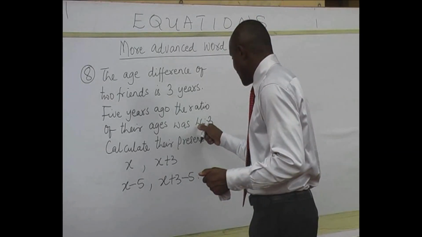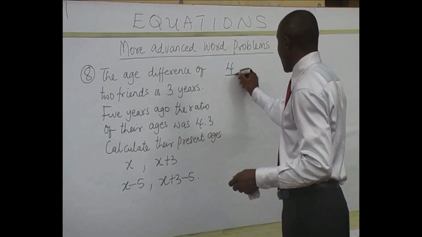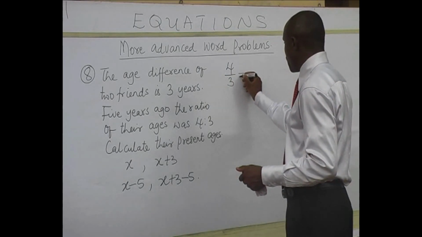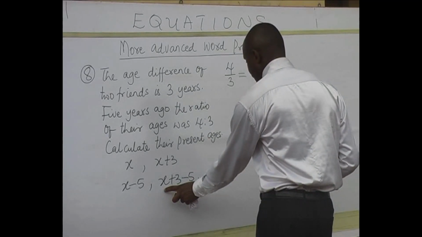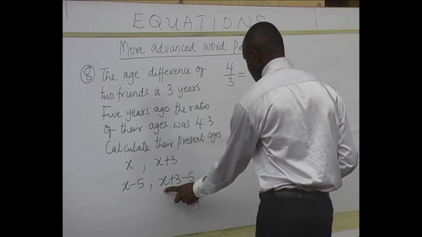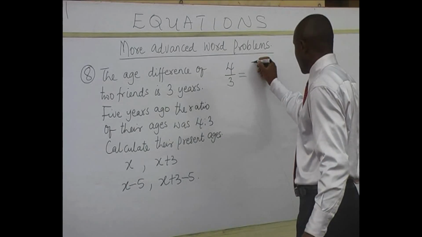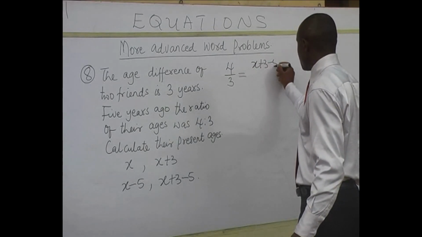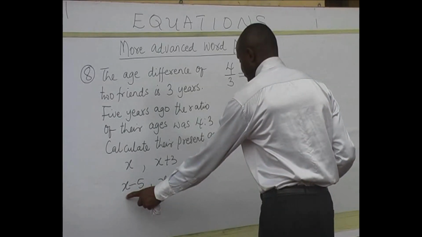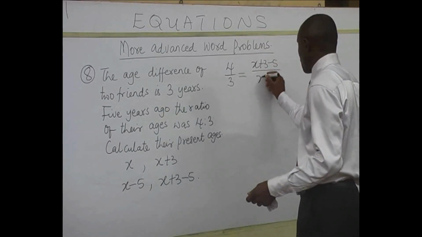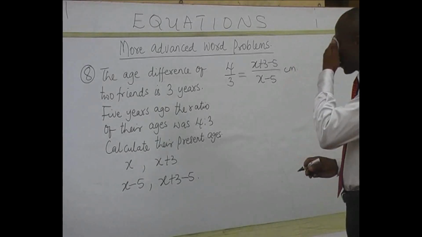Remember what I told you. If you divide this ratio, you have 4 all over 3 is going to be equal to the age of the bigger person, which is X plus 3 minus 5 years ago. So write as the numerator X plus 3 minus 5, then all over the age of the smaller friend, which is X minus 5 years ago. You have built your equation.